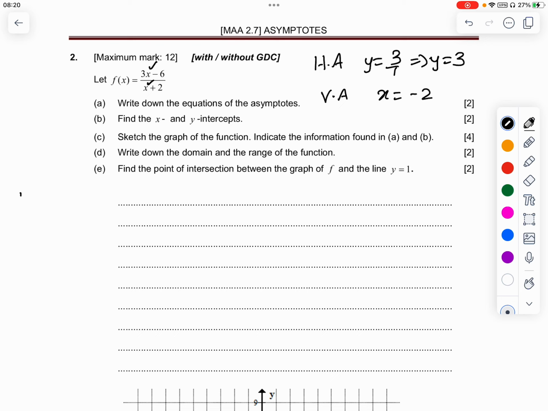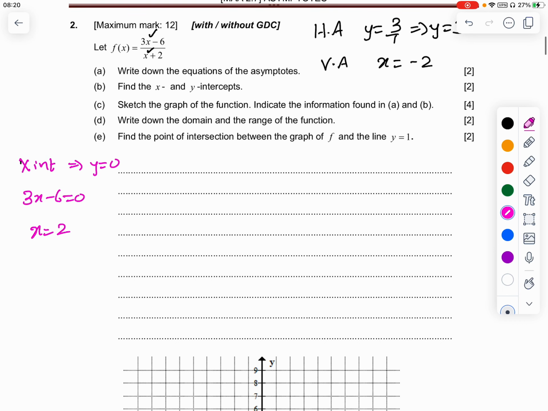Find the x-intercept. The x-intercept is where y equals 0. So 3x minus 6 equals 0, so x equals 2. Now coming to the y-intercept. For the y-intercept, x equals 0. So plug in x equals 0. So y equals negative 6 upon 2. So y equals negative 3. That's going to be the y-intercept.